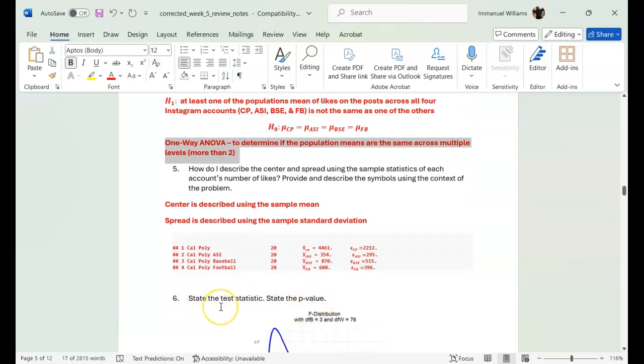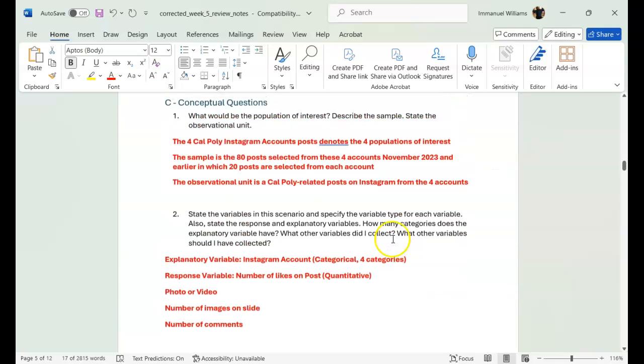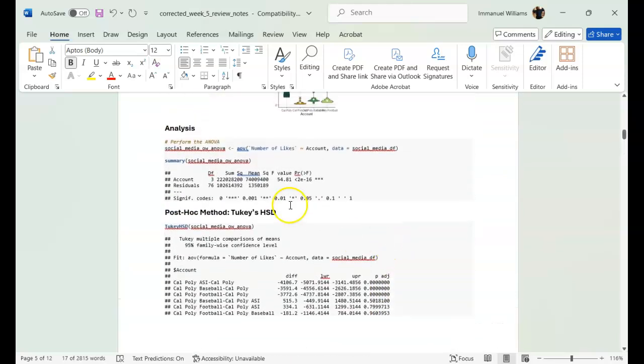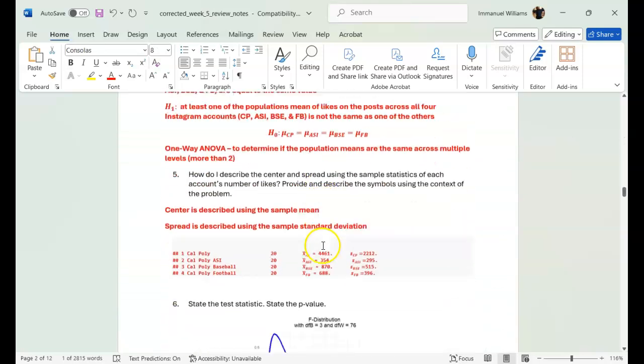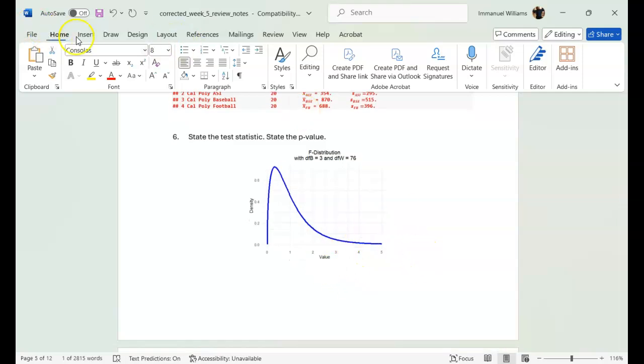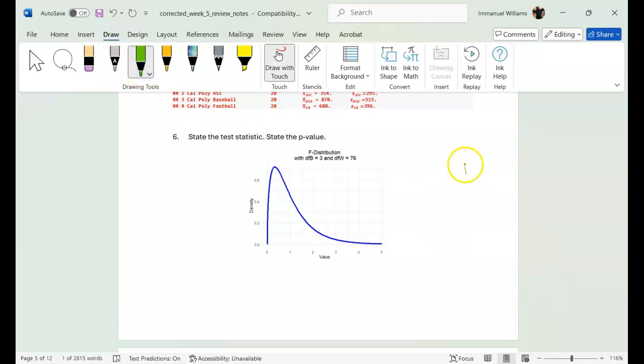So here, state the test statistic. This is the F distribution for our test statistic. And if you go up, you can actually find the test statistic in the R output, and that's important information to note. That's 54.81. So you look at the graph, 54 is not even here. If you were to draw that vertical line, it will be far away. Oh, wow. And then the area underneath the curve, the p-value, would be very, very small.